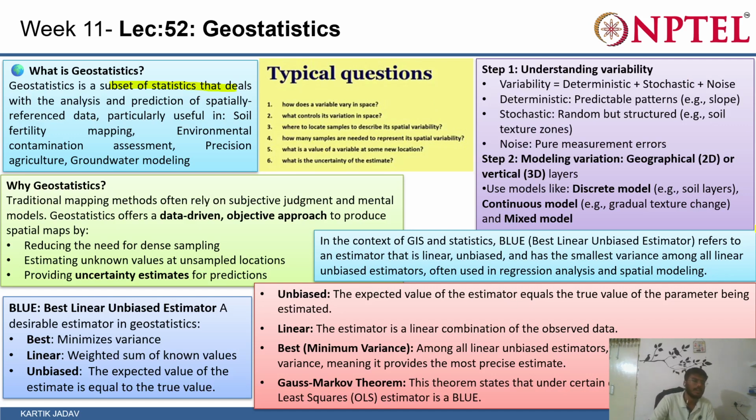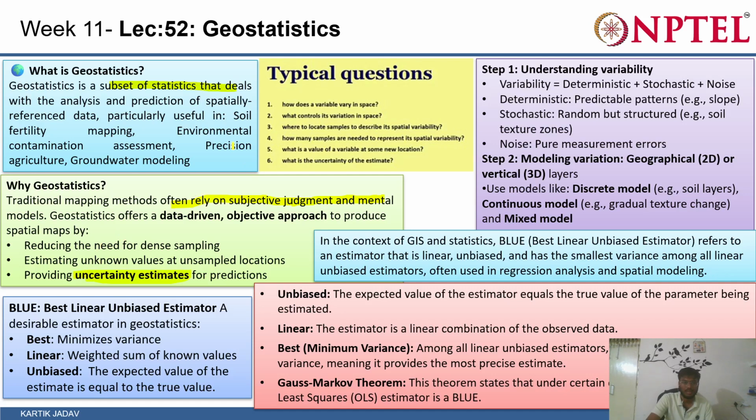And if we talk about why geostatistics is important, traditional mapping methods often rely on subjective judgment and mental models. Okay, while geostatistics offers a data-driven, objective approach to produce spatial maps by reducing the need for dense sampling, estimating unknown values at unsampled locations, and providing uncertainty assessments for predictions.